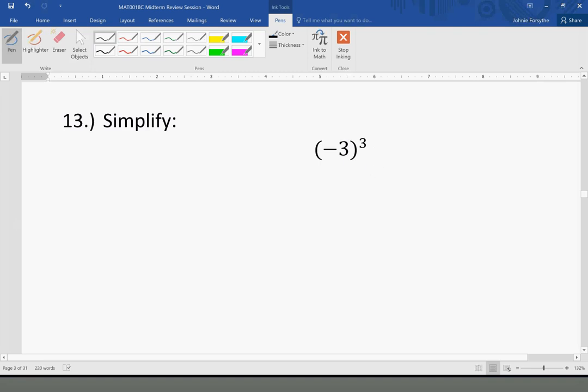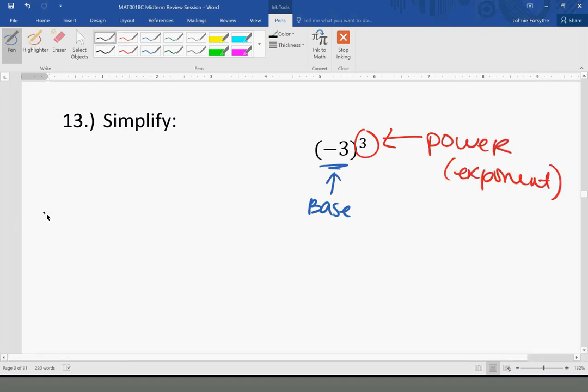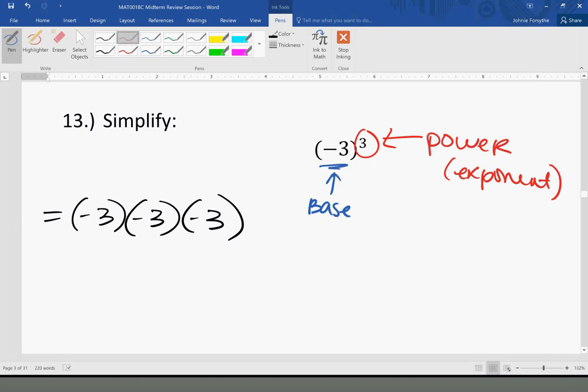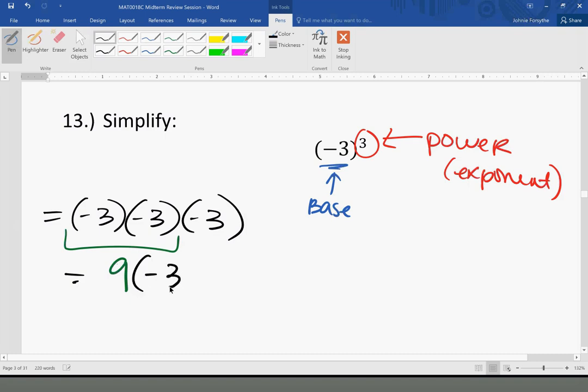Okay, negative 3 to the third power. Remember, exponents basically mean this. This is your base, and this is your exponent or power. So negative 3 to the third power basically means negative 3 times negative 3 times negative 3. So negative 3 times negative 3, you're multiplying the same sign, so that's a positive 9 times negative 3. Now you're multiplying a positive and a negative, so you're going to have a negative 9 times 3, 27. So the answer is negative 27.